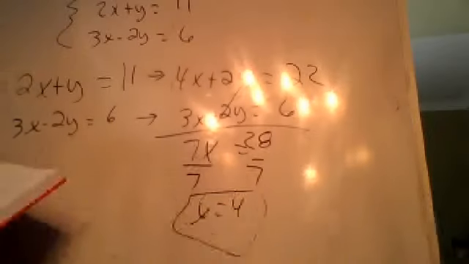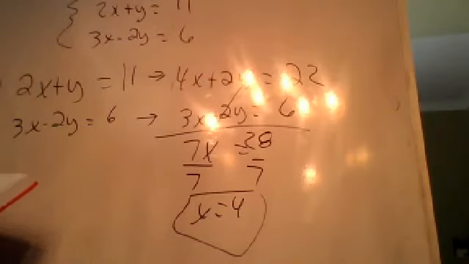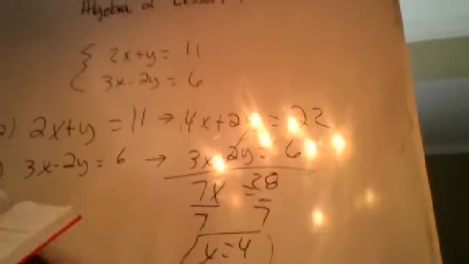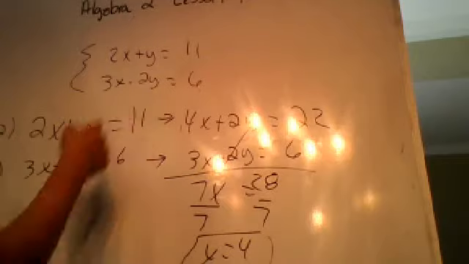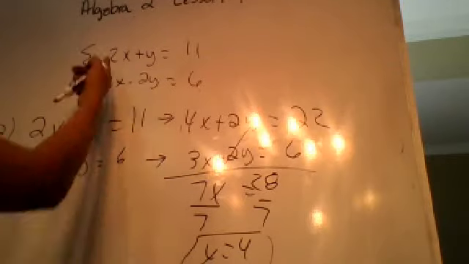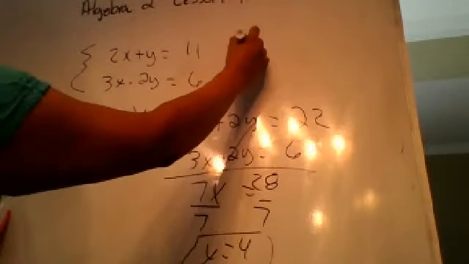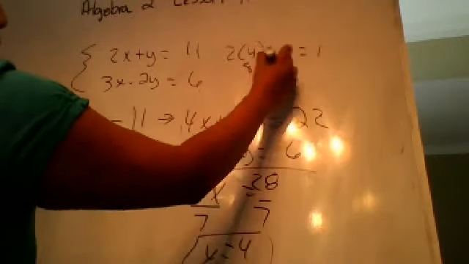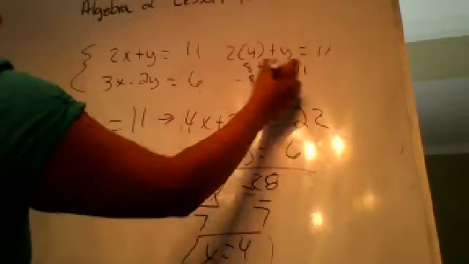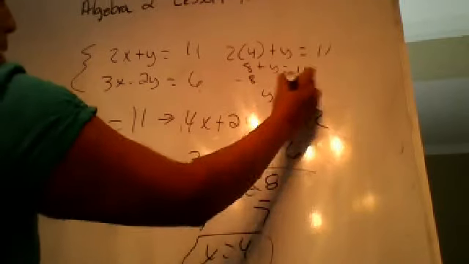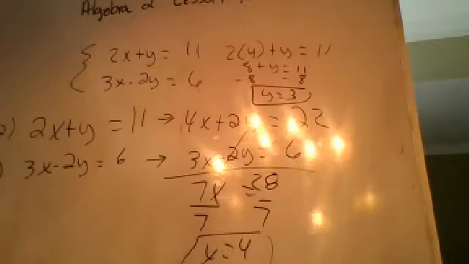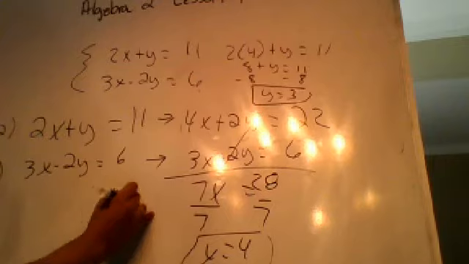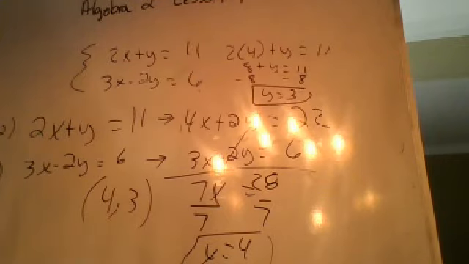You see that? So now I can go back and solve for y. How do I solve for y? I put this into one of my two original equations, just like you did in substitution. Let's put it in this one. So 2 times 4 plus y equals 11. So it's 8 plus y equals 11. Subtract 8 from both sides, and y is equal to 3. So my solution to this system of linear equations is (x, y), or simply (4, 3).